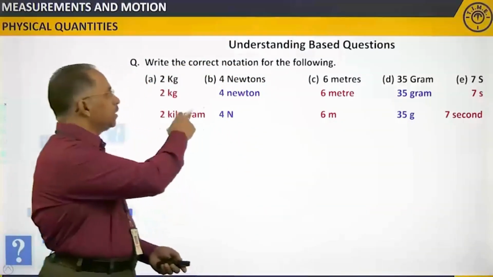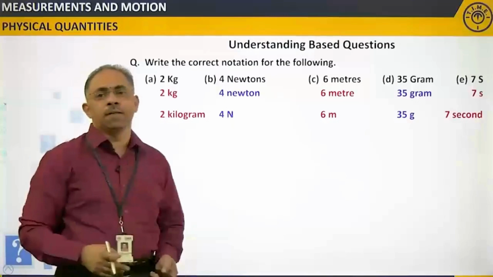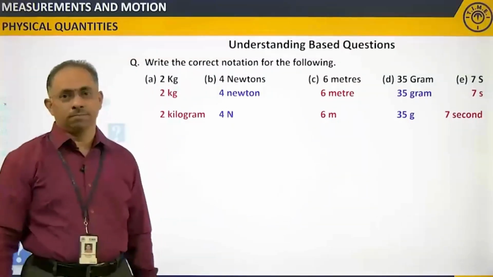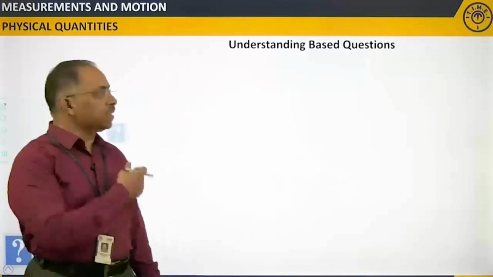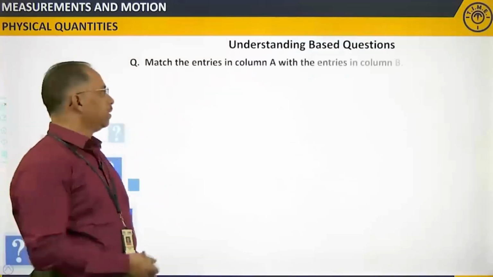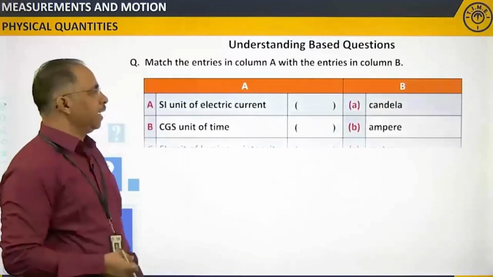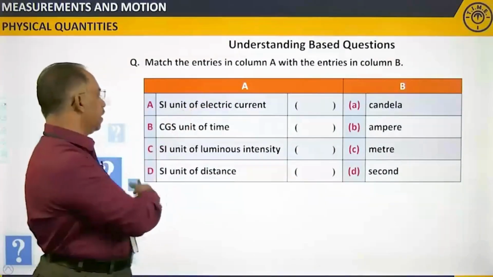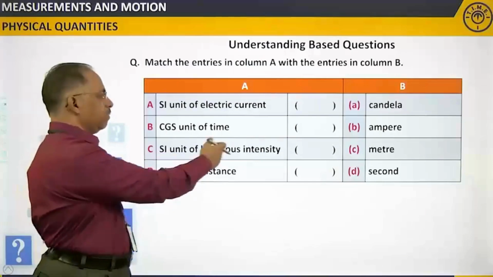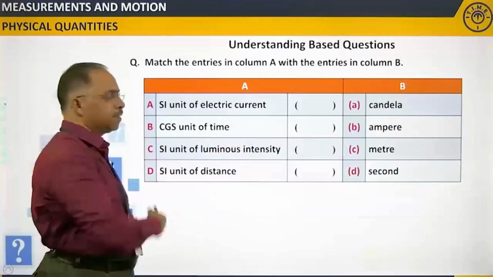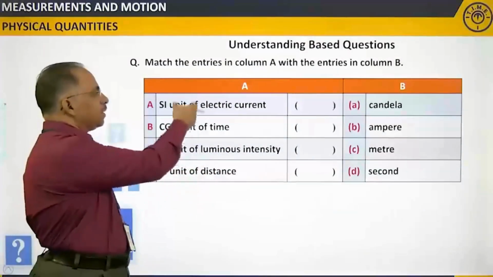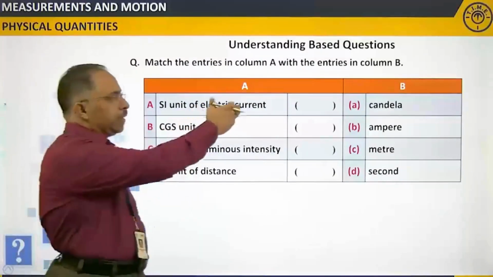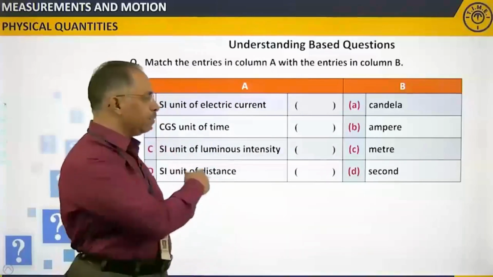Hope the correct notations for these particular things are clear to you. Now, let us look at the next understanding based question. Match the entries in column A with the entries in column B. Here I have SI unit of electric current, CGS unit of time, SI unit of luminous intensity, SI unit of distance. These are the entries in column A and we have corresponding entries in column B. So, we need to match them.